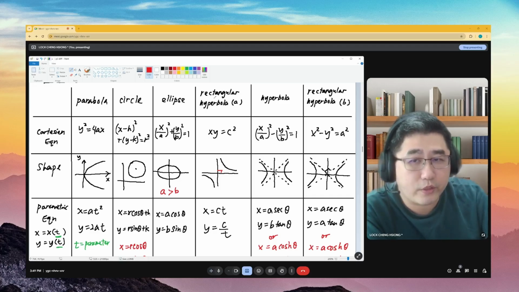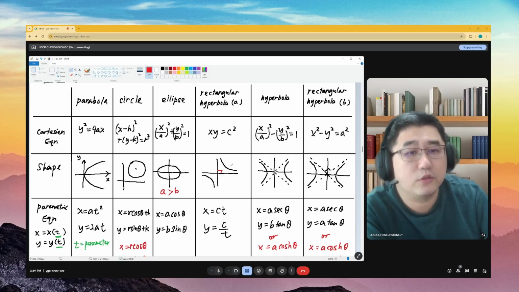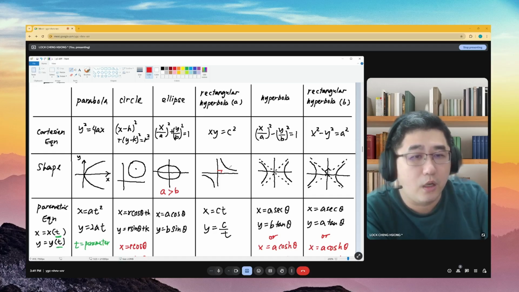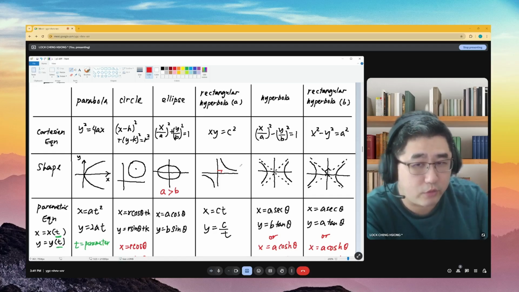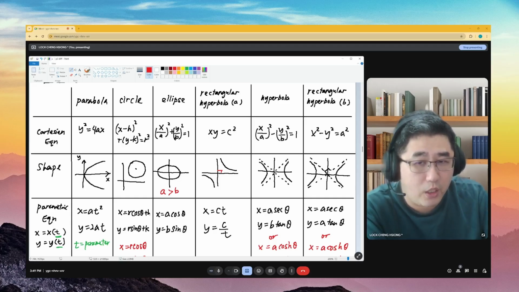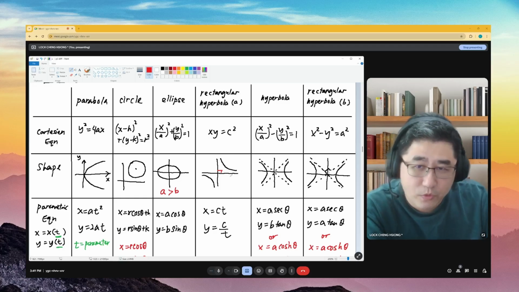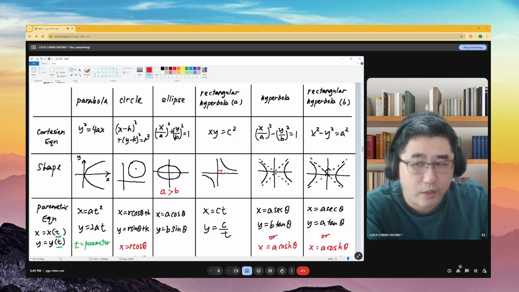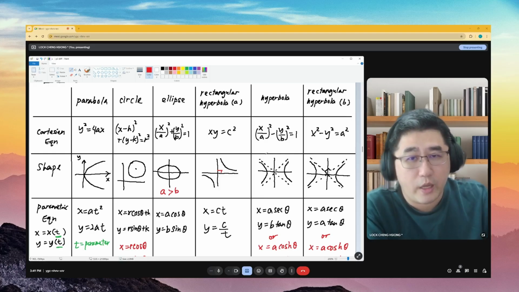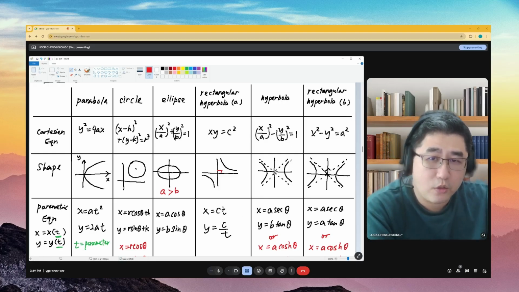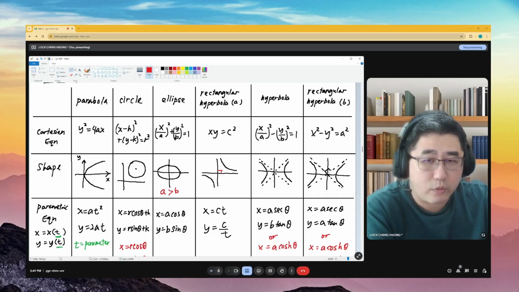I also have the rectangular hyperbola A in the form xy equals c squared. Of course, this is something you know as a reciprocal graph, but to be more specific, we define it as rectangular hyperbola type A. You will see this is the first and third quadrant. The parametric equation is x equals ct, y equals c over t.